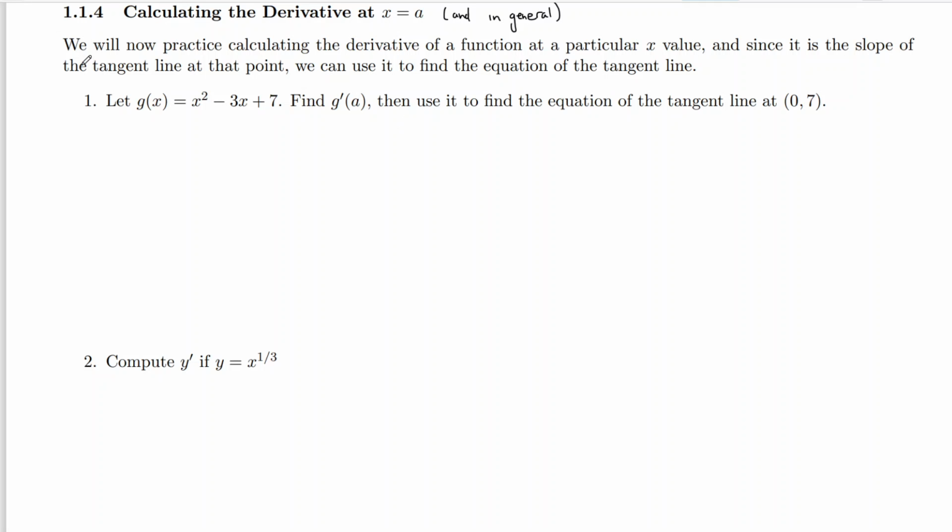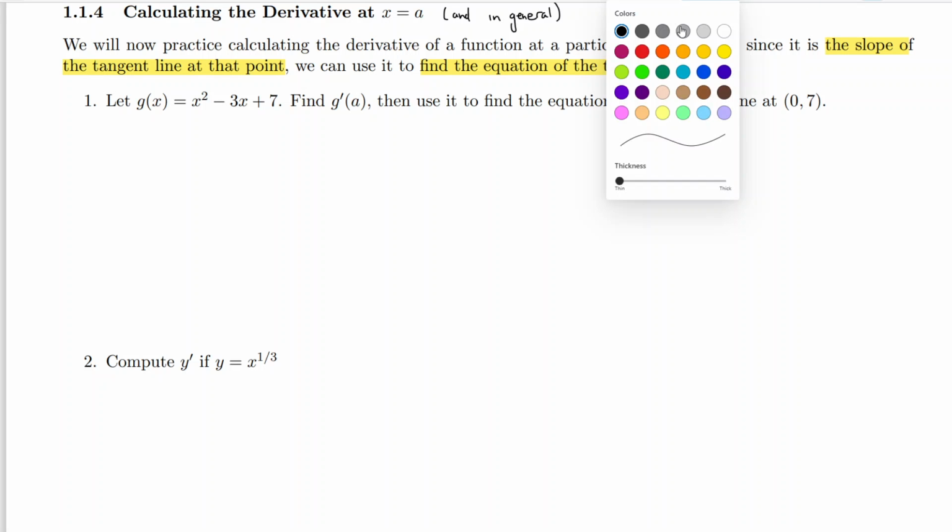One thing I want to read here before we move on is we will practice calculating the derivative. And since it is the slope of the tangent line at that point, we can use it to find the equation of the tangent line. Could be very helpful for number one, because what we want to do here, it says let g of x be equal to x squared minus 3x plus 7. Find g prime of a, so we want to do the derivative at x equals a, then use this to find the equation of the tangent line at 0, 7.